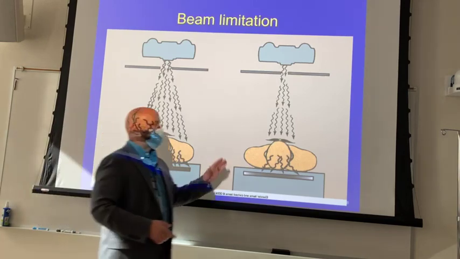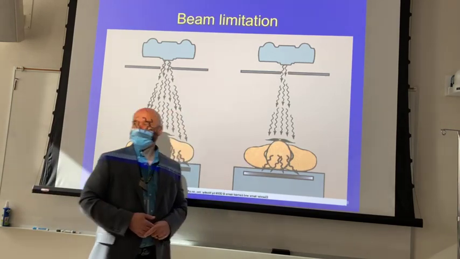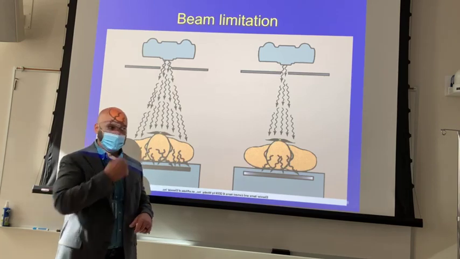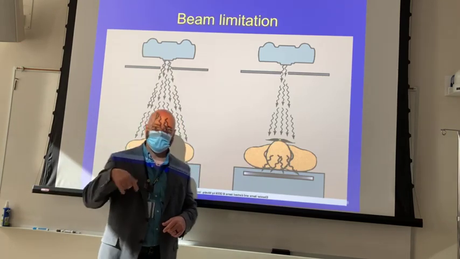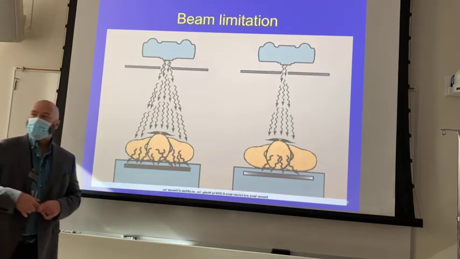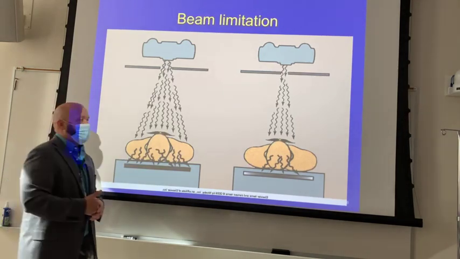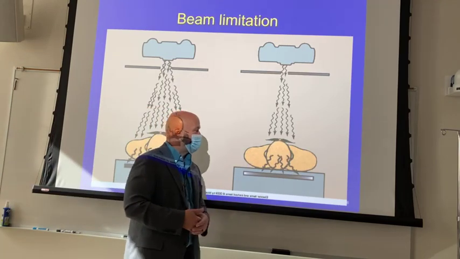If every one of them was a scattered photon, would that affect our image? Yes, it would. How would it affect our image? Would our image quality increase or decrease? It would decrease, right? So thinking about our Compton to PE ratio, we got a patient.